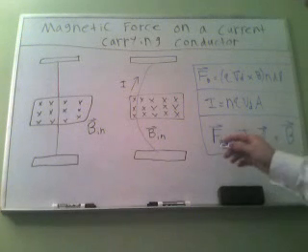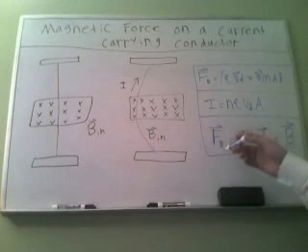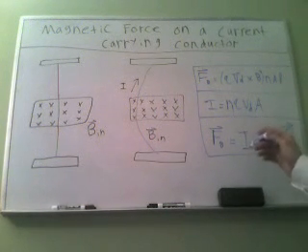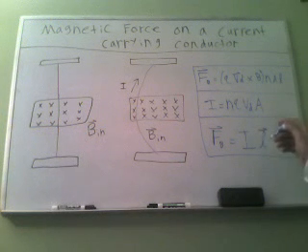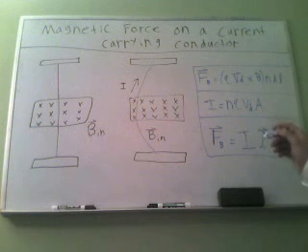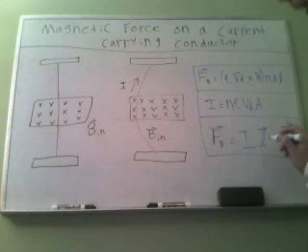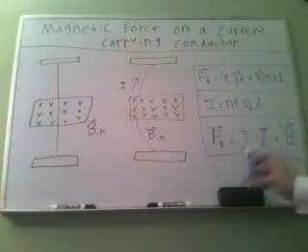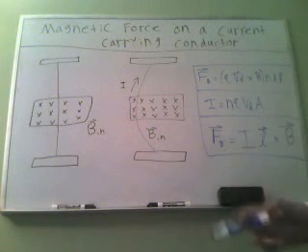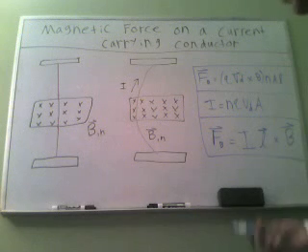Our final equation ends up being the magnetic force on a current carrying conductor is I, current, times L, which is the length of the wire or the conductor we're talking about, which is in vector form, and L is always in the direction of the current. If current's going up, L's in that direction. If current's going down, L's in that direction. But sometimes you'll just be asked for magnitude. Sometimes current is not relevant.